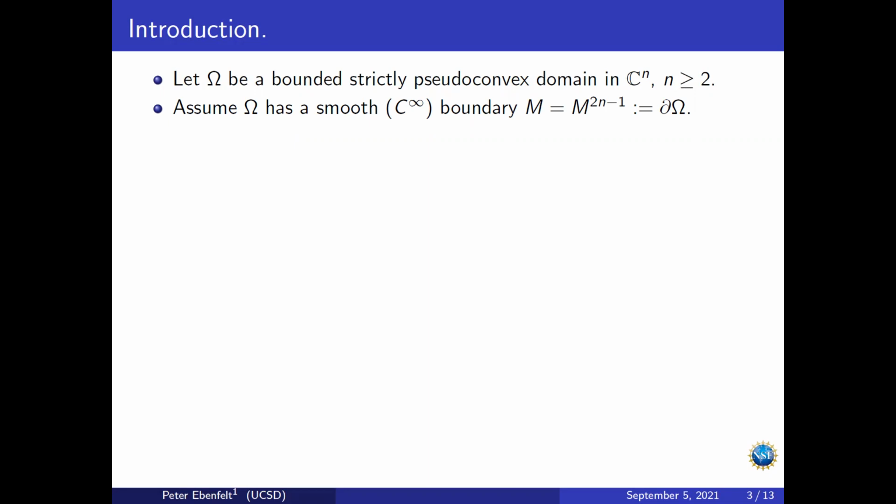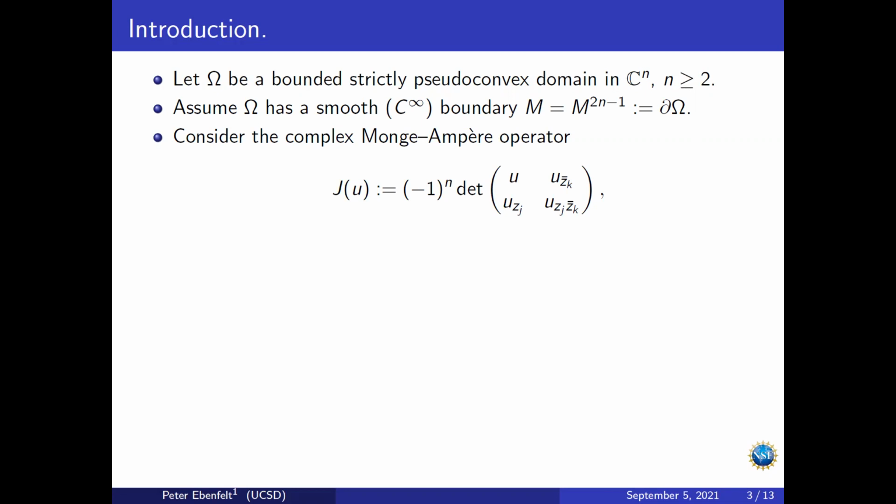M is going to be my standard notation for the boundary. And the first thing we want to do is to consider the Kähler-Einstein metric in omega. And as I said, it doesn't have to be strictly pseudoconvex for that to exist. So there's a unique Kähler-Einstein metric with Ricci curvature -1, or scalar curvature -m+1 if you talk scalar curvature.